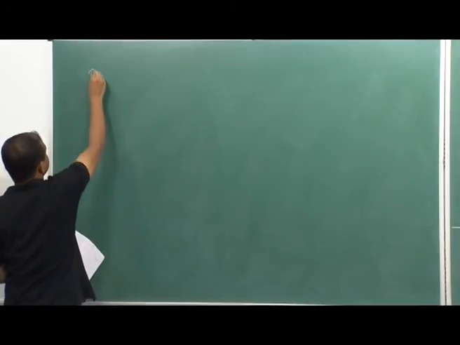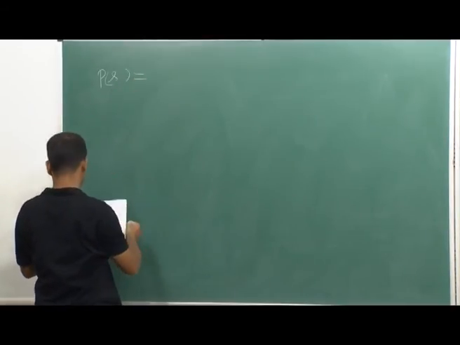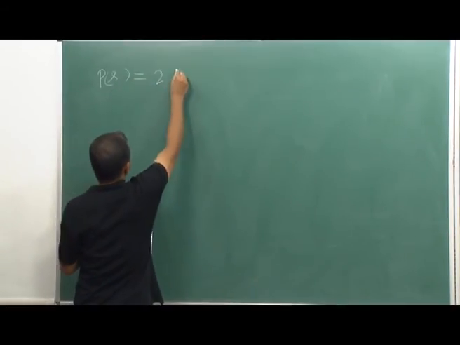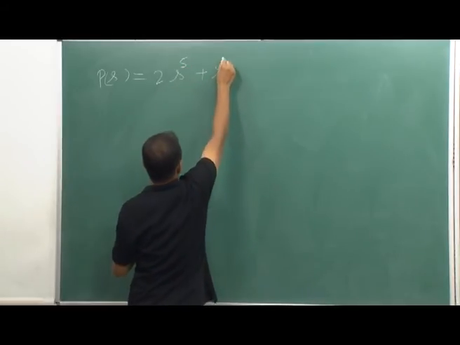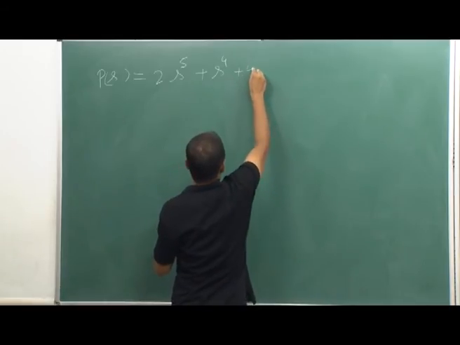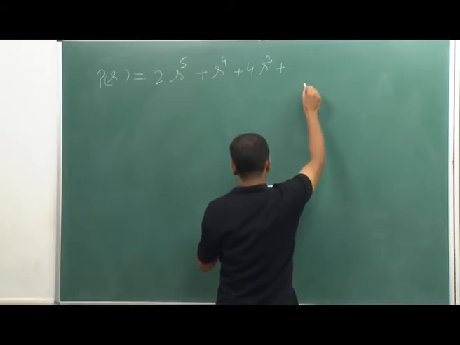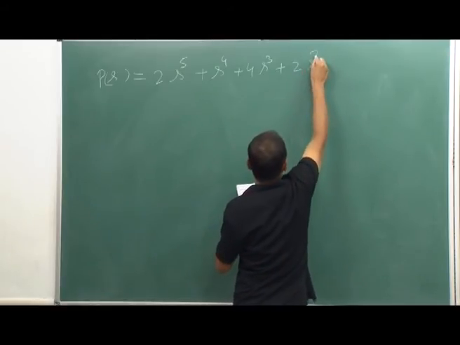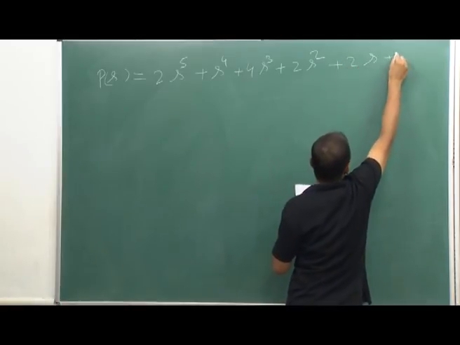If the characteristic equation is given by 2s to the power 5 plus s to the power 4 plus 4s cube plus 2s square plus 2s plus 1.